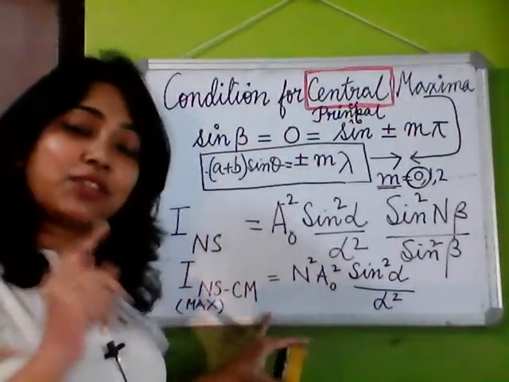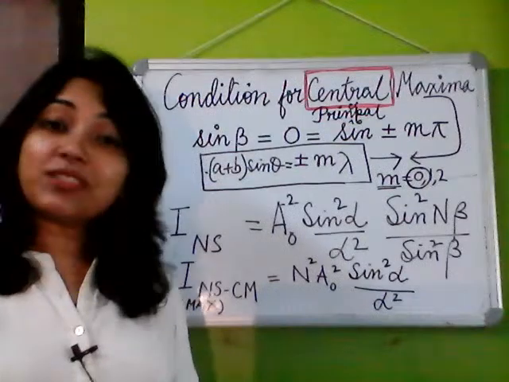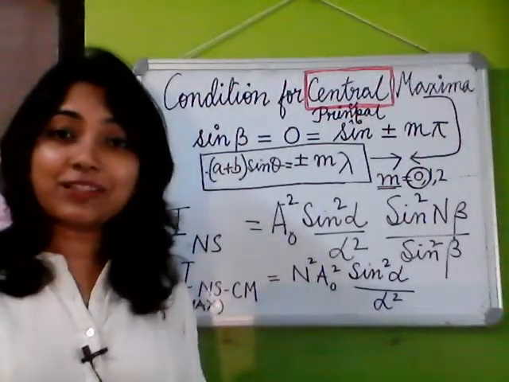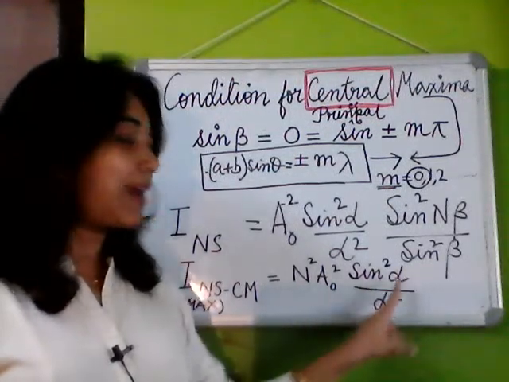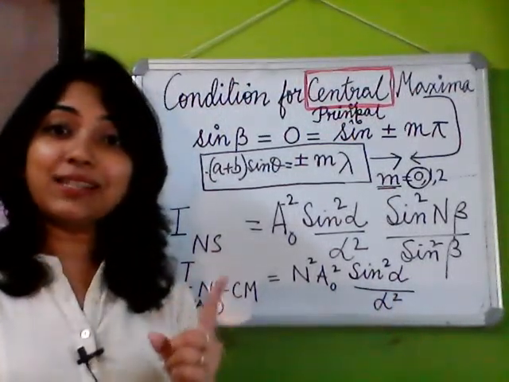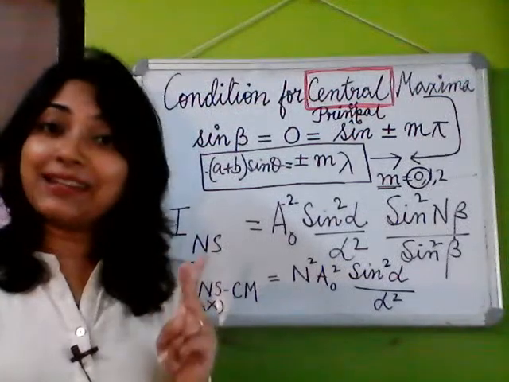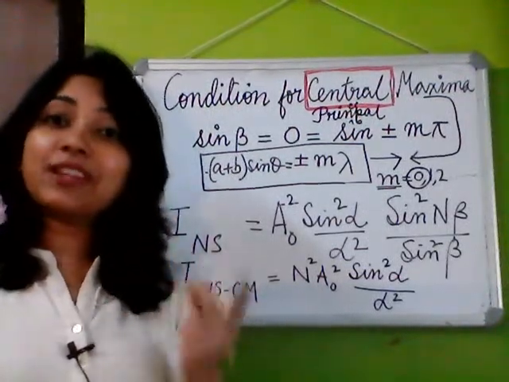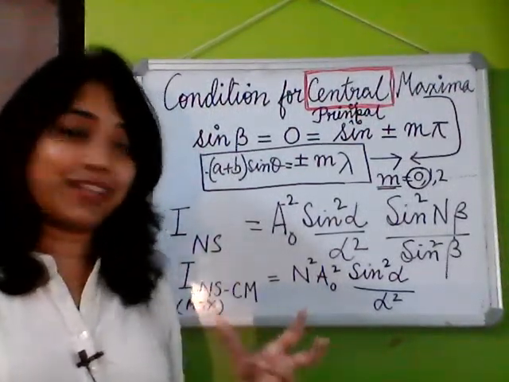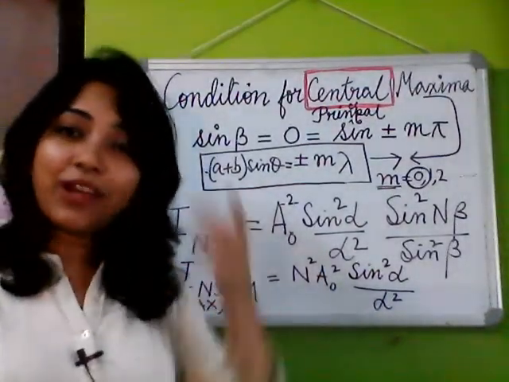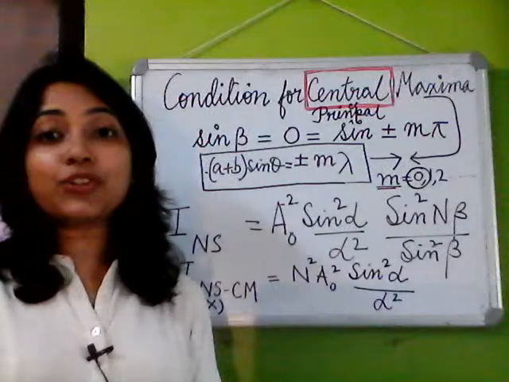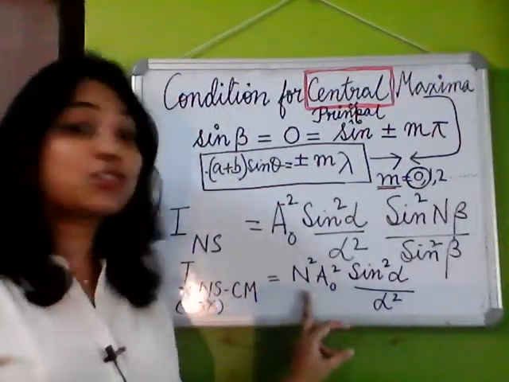Now, if you go back to your double slit, remember what the maximum intensity of the central maxima was there? It was 4 into A0 square sine square alpha by alpha square. So it was as if n is equal to 2, slit number is equal to 2, and when we were squaring it, we were getting a 4 over there. So even this particular maximum intensity formula is directly proportional to n square.